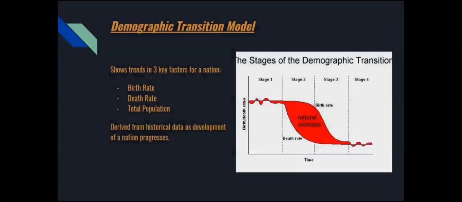Now, demographic transition is something that you probably have not heard of before, but it is intuitive in that we've talked about different countries and their status in the world, whether they're developing or already developed. The demographic transition model just shows this, and the way it does that is by displaying three factors: the birth rate, the death rate, and the total population of a country. And this is taken from historical data as the nation develops over time.